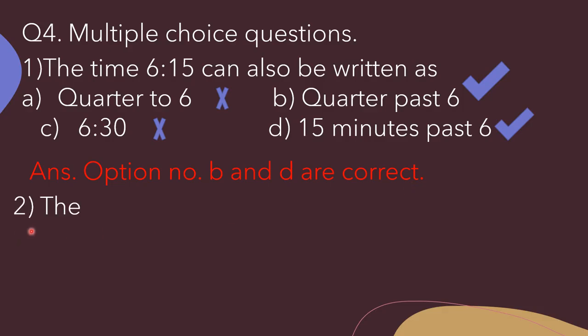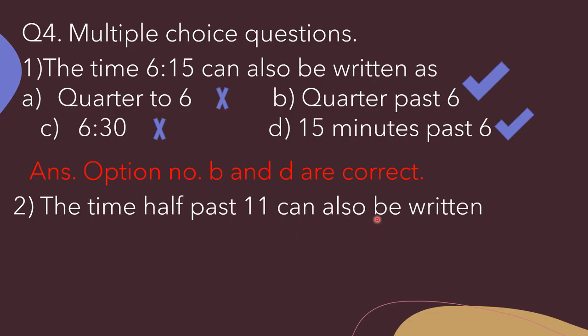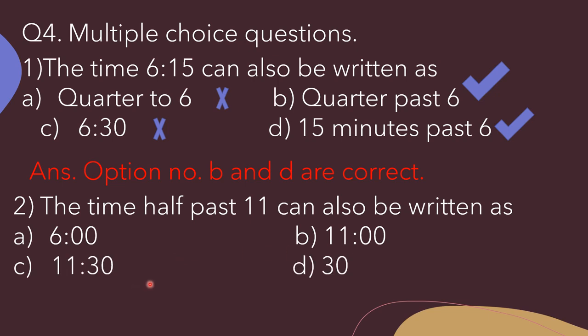Now question number 2. The time 11:30 can also be written as dash. A 6 o'clock, B 11 colon 00, C 11:30 or D 30 minutes past 11. Okay. Now beta, it is given 11:30. Half past means after 11 o'clock, 30 minutes have passed. Okay, so here it is given in option number A 6 o'clock. That is wrong option. So here we will cross.